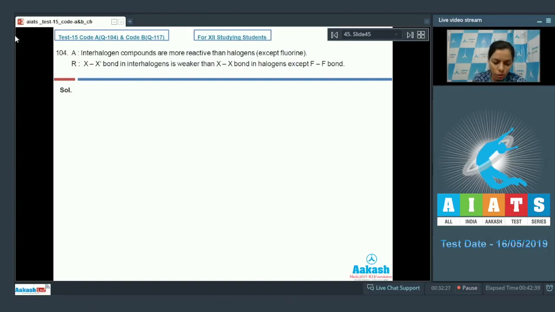Let's check the reason also. Reason states XX dash bond in interhalogen is weaker than XX bond in halogen except FF bonds. It means in this case reason is also correctly explaining the assertion. Both the statements are correct. Reason is explaining assertion. That's why option becomes option 1.